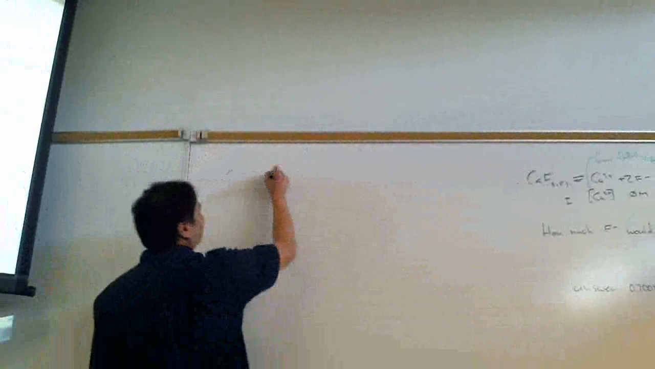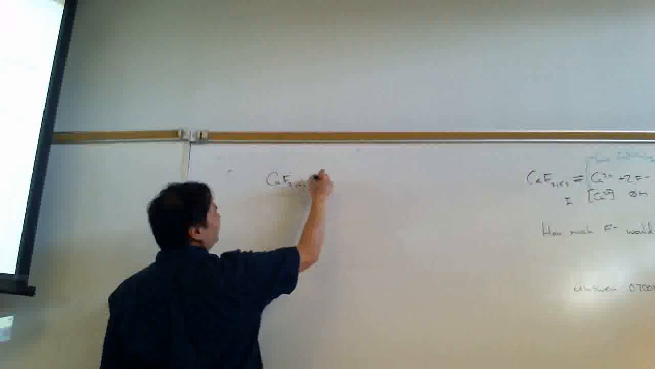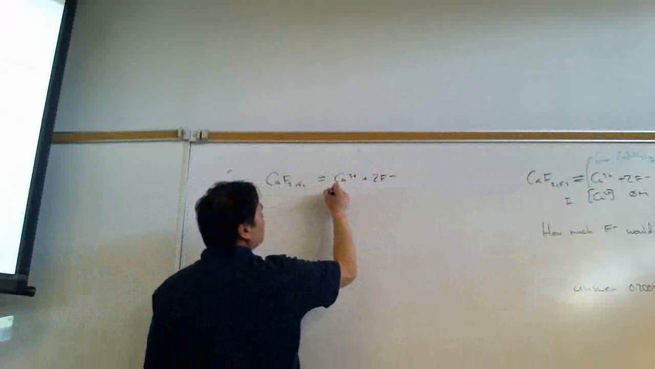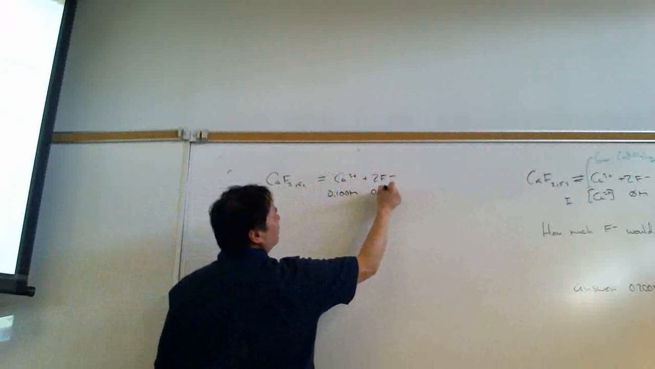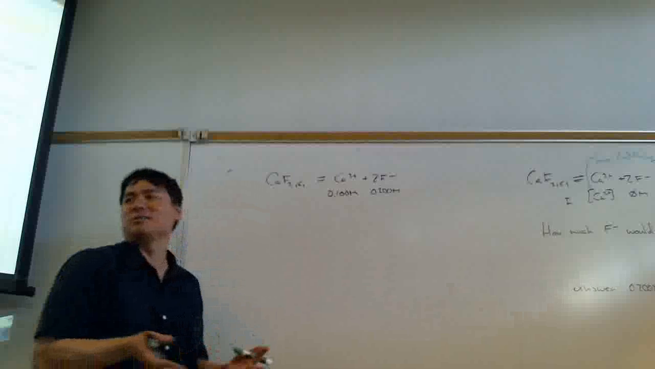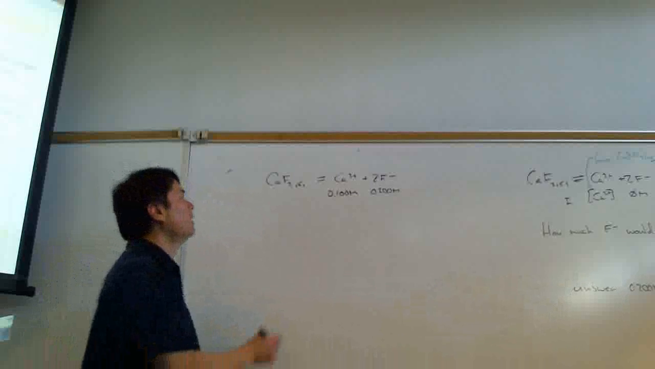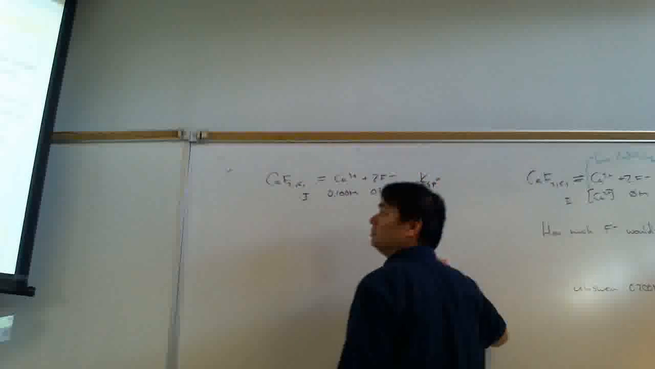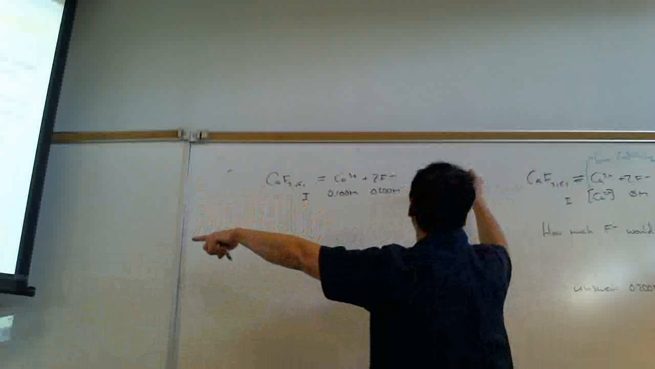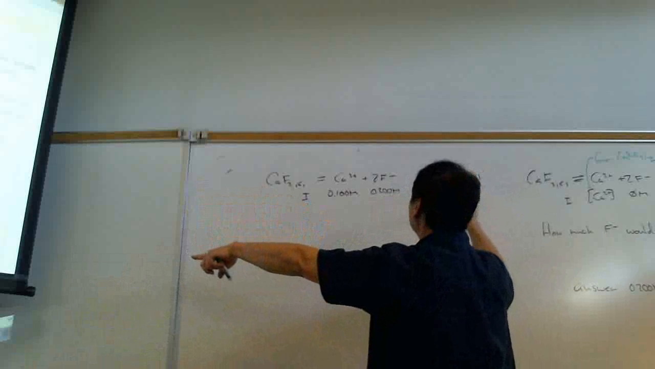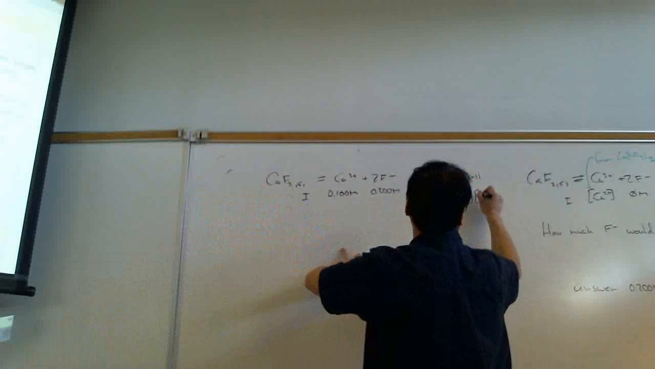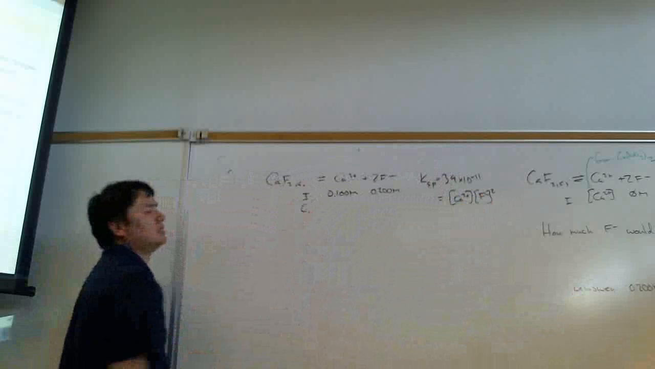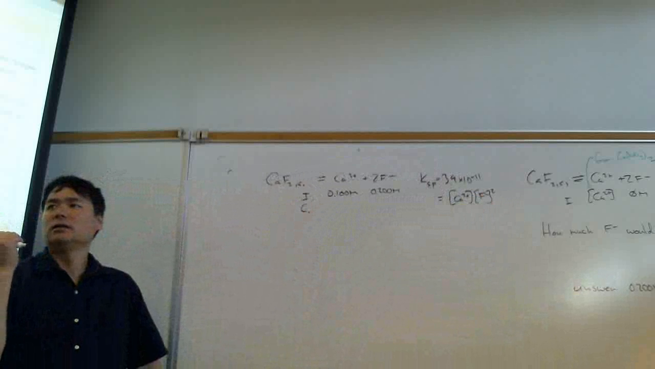So let's set up this problem. So I got calcium fluoride solid. This goes to calcium 2+ and 2 fluorides. This is 0.100 molar. This is 0.200 molar. You know what we're going to do? We're just going to try it and see what happens, right? And so this is my initial. Ksp is equal to 3.9 times 10 to the minus 11, which is equal to the calcium 2+ times the fluoride squared. And so what's the change going to be? Is the change going to be complete? Going backwards?